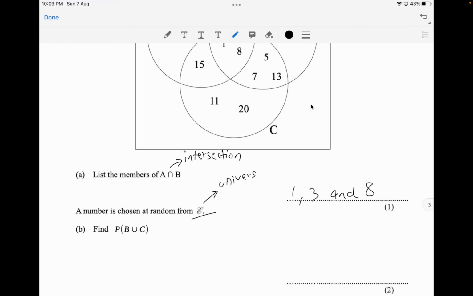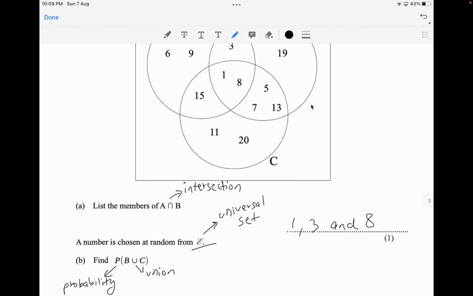This is a universal set. Find P(B union C). Now P stands for the probability. What's a probability? The probability of B union C. So you have B and you have C there. What's the probability?